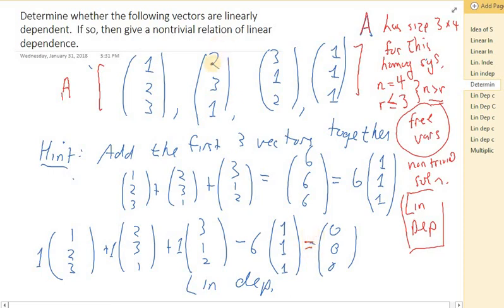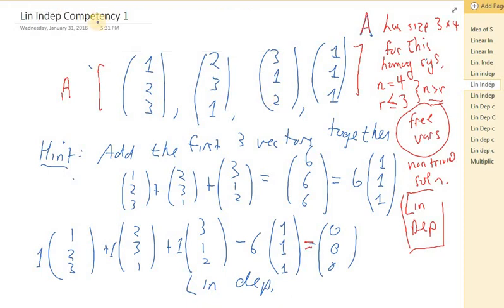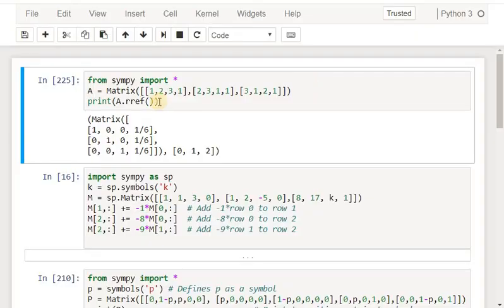Now, the other way to find a non-trivial relation of linear dependence would be to take this matrix, row reduce it, and then you would get there. Right. Just to show that you can do this by row reduction, I went ahead and put this into Python, and here's the result. From SymPy import star, A is the matrix here. You can verify that this matrix, row by row, is the matrix listed on the other screen. And then I take the REF.